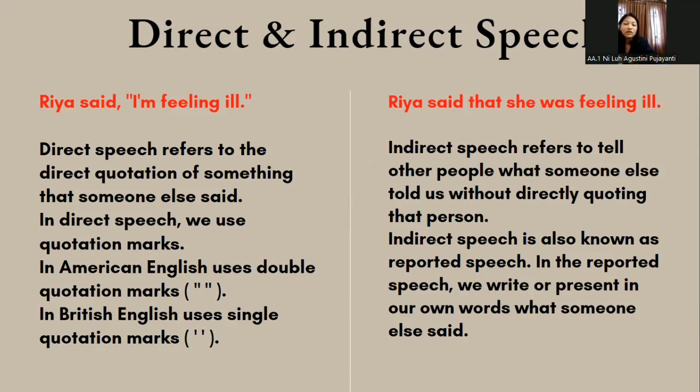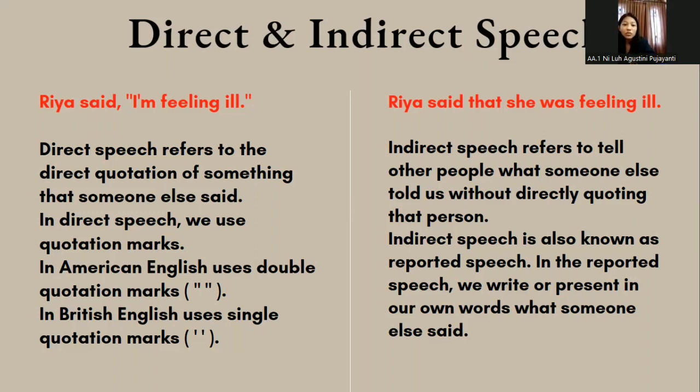Direct speech refers to the direct quotation of something that someone else said. It's sometimes known as quoted speech because we use quotation marks to show direct speech. American English uses double quotation marks, while British English typically uses single quotation marks.